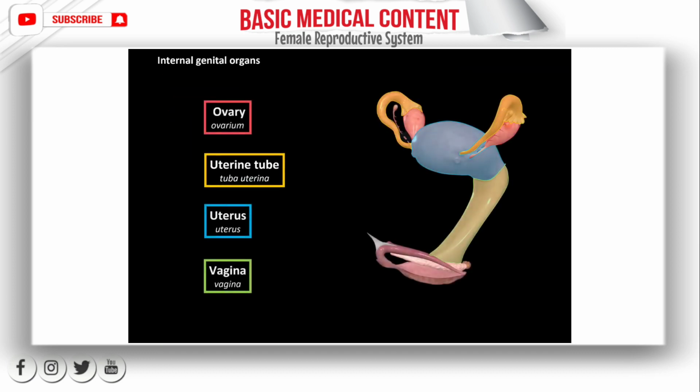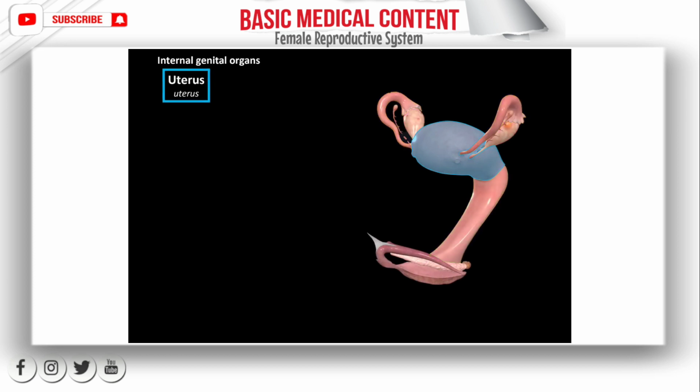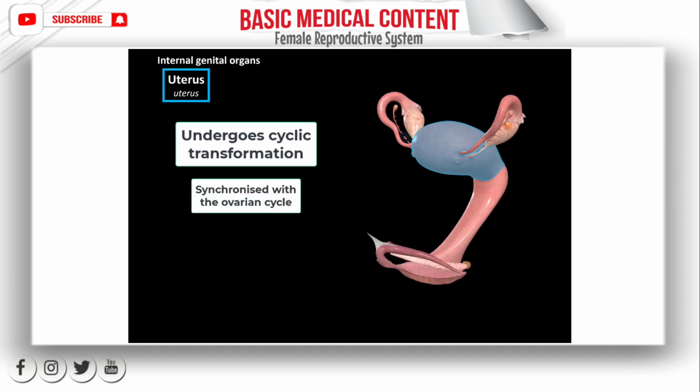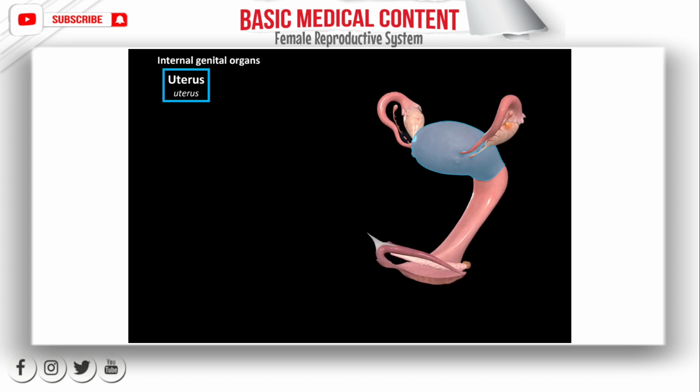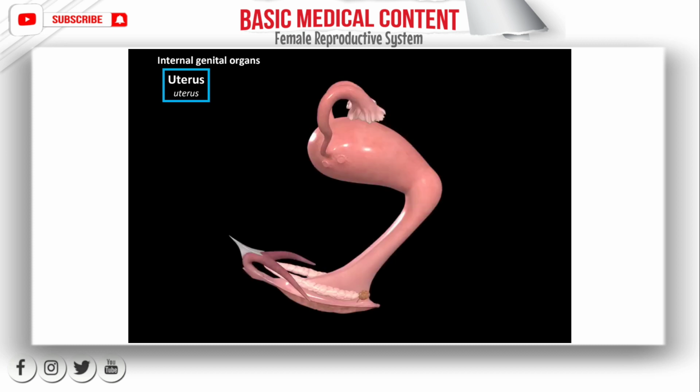Now, let's do the uterus. The uterus is such a cool organ. It undergoes cyclic transformation, synchronized with the ovarian cycle to ensure that the uterus is ready for implantation of the fertilized ovum. And, at one point we've all been inside of one of these. So let's go through its anatomy. Let's first change the angle. First off, you need to know that it's normally positioned in anteflexion, meaning that it's bending forward, and that it's almost completely covered by the peritoneum.